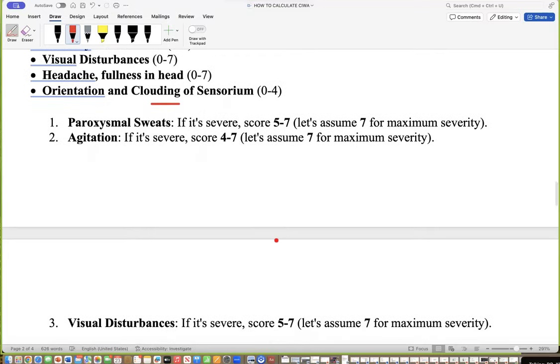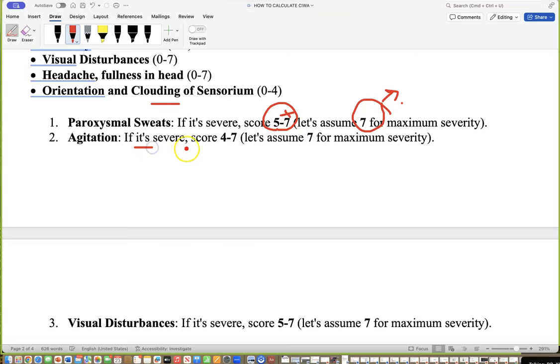So now, when we talk about paroxysmal sweat, if it is severe, see how they are rating it right here, 5 to 7. But the worst part of the severity is going to be 7. So on the exam, if they tell you that somebody is having paroxysmal sweat and it is severe, you're going to call it what? 7. Okay? You cannot use a range to calculate. Do you understand what I'm saying? You need just one number to pick to calculate.